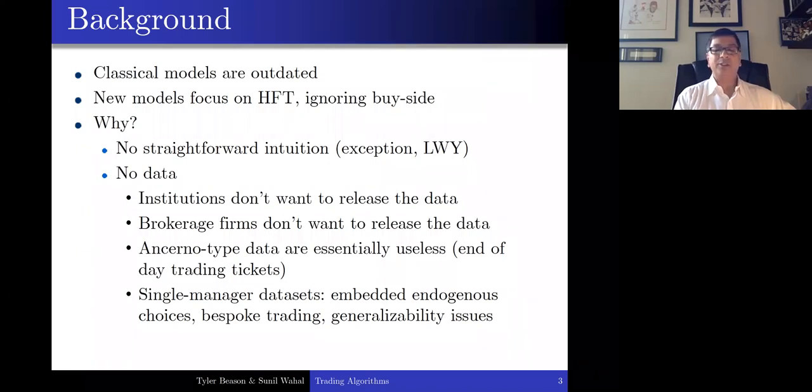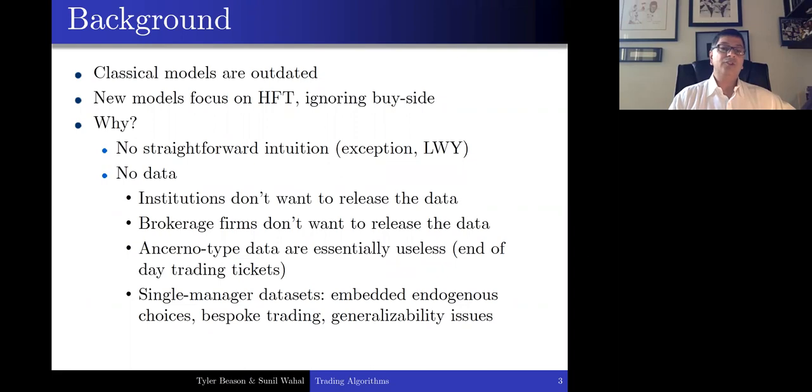But I don't think I need to tell this audience that the classical models that we have of price formation are basically those that were constructed in the 80s and thereafter, in a microstructure that is very different today.